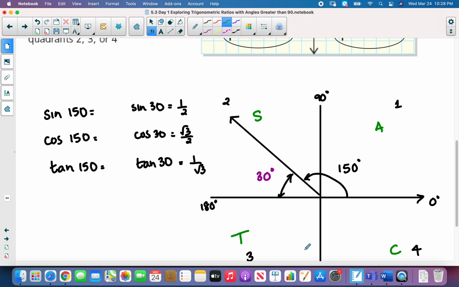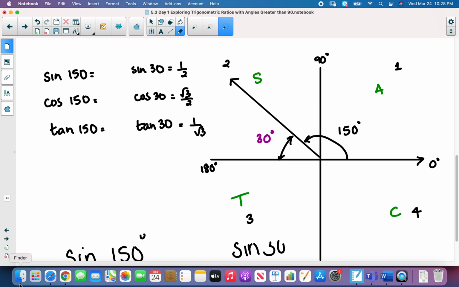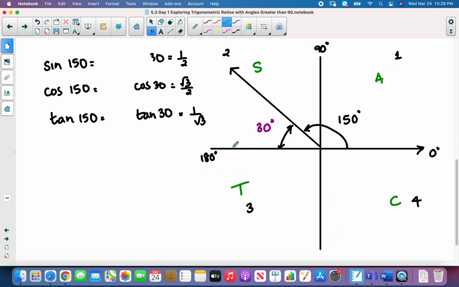So angles between 180 and 270. This angle over here is 270 degrees, right here, 270 degrees. So if an angle is between 180 and 270, it's in the third quadrant where only tan ratios are positive. And if your terminal arm ends up in the fourth quadrant, then it will be an angle where only the cosine ratios are positive. Sine and tan would be negative in this quadrant.